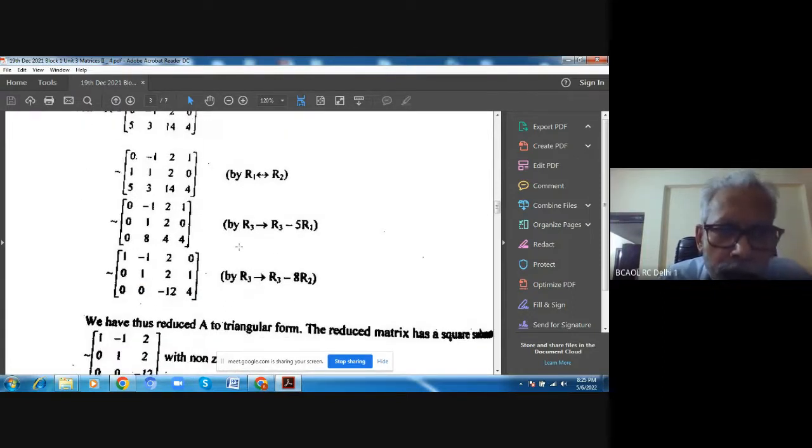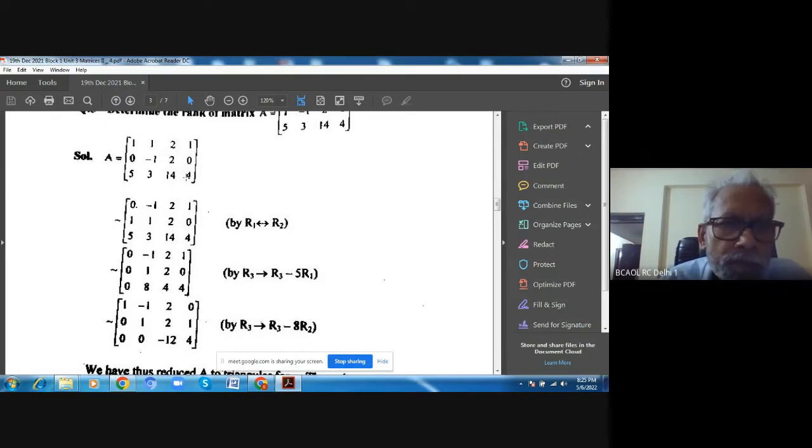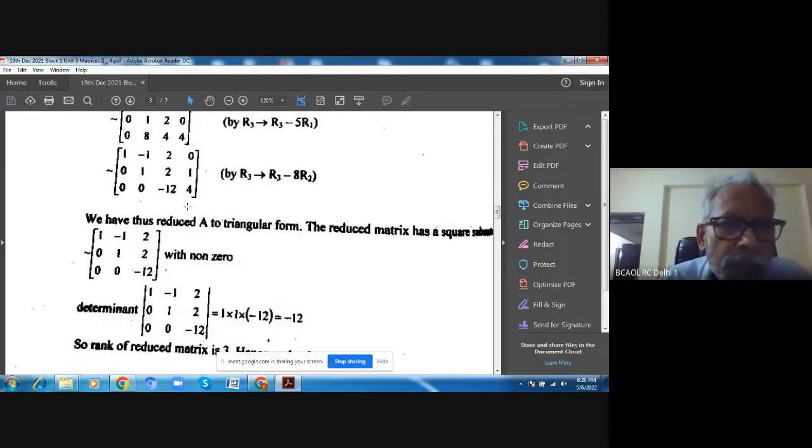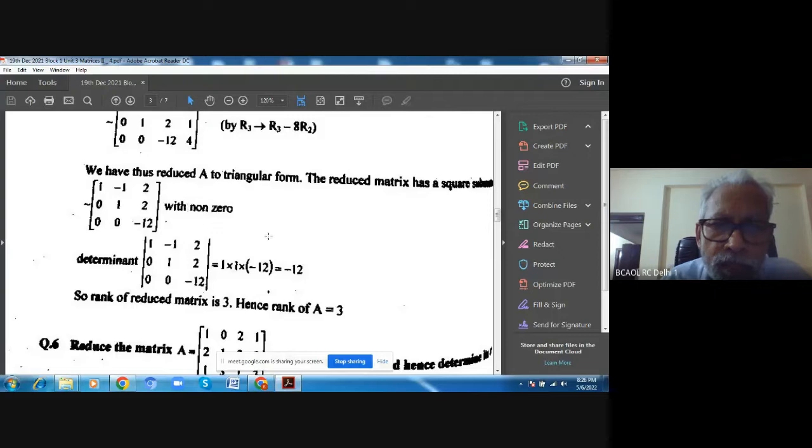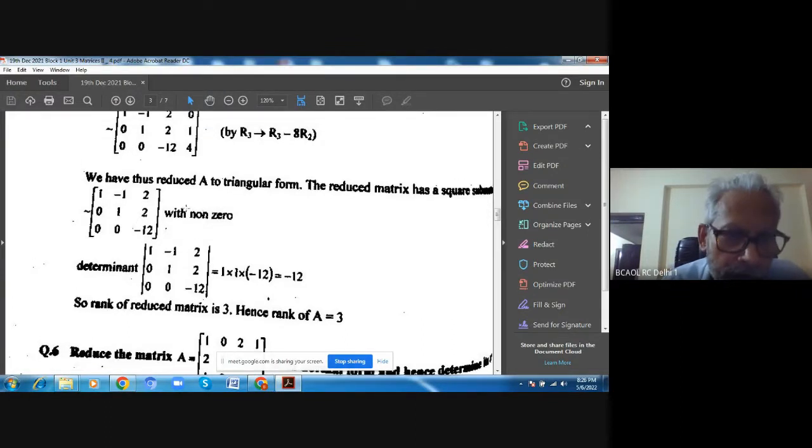So ranking in this case, you see what happened. After this, the determinant is -12. So the rank of the reduced matrix is 3 only, because whatever elements are there at the time of determination, it is again the calculation by the determinant only. Determinant can only identify the rank, the matrix cannot do anything.